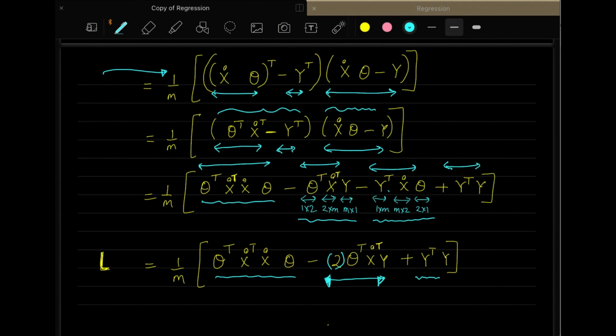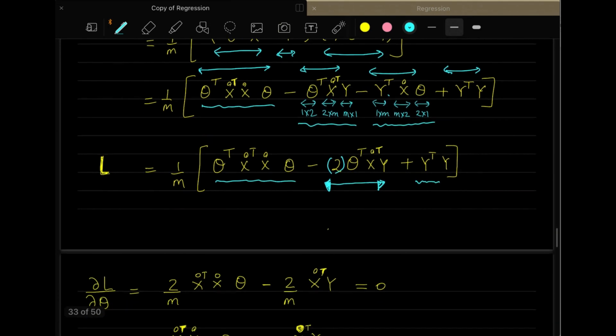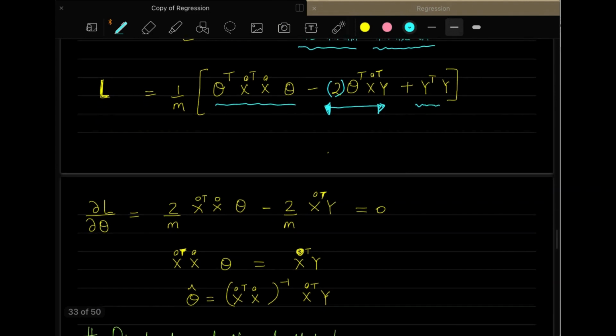So this is something you can work around by yourself, and it will be easy. There is no problem here; if there were some doubts, then I would have definitely explained it. This is just matrix manipulation that you are doing. So this is the loss function, and now what we are doing is taking the derivative of the loss with respect to theta, and note that this theta is a matrix now. It's not a single value of theta.